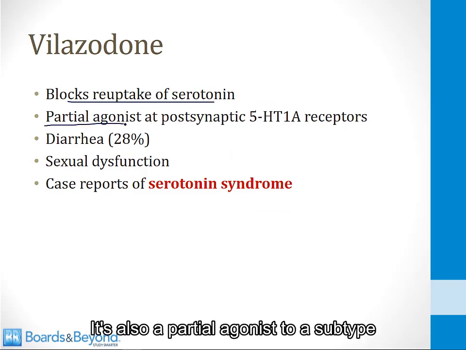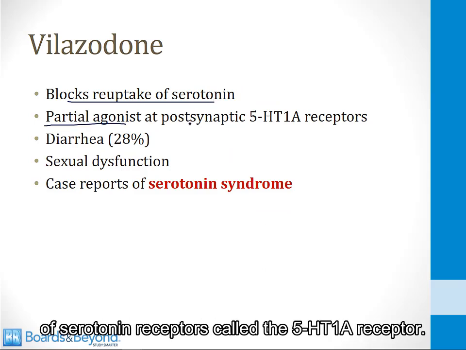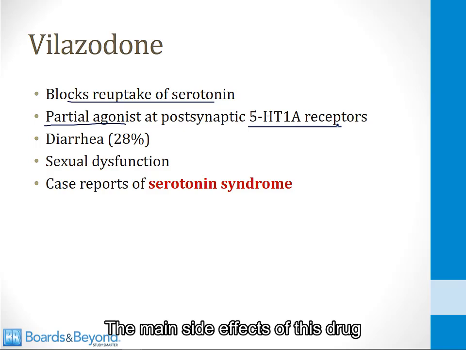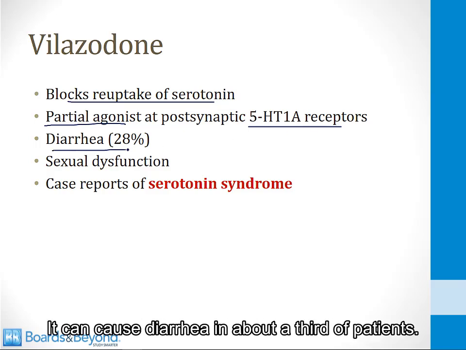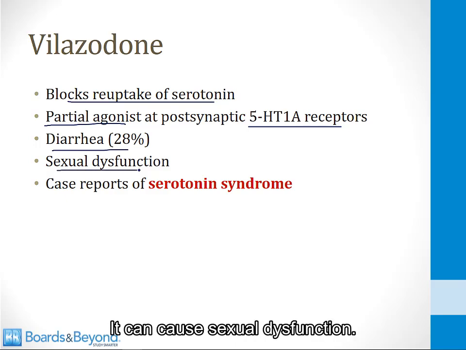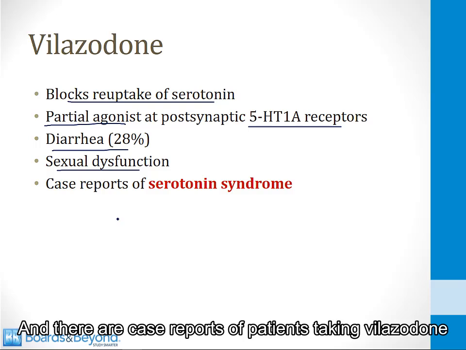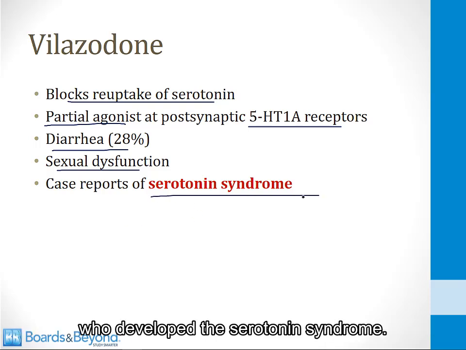It's also a partial agonist to a subtype of serotonin receptors called the 5-HT1A receptor. The main side effects of this drug are similar to side effects of SSRI. It can cause diarrhea in about a third of patients. It can cause sexual dysfunction, and there are case reports of patients taking vilazodone who develop the serotonin syndrome.